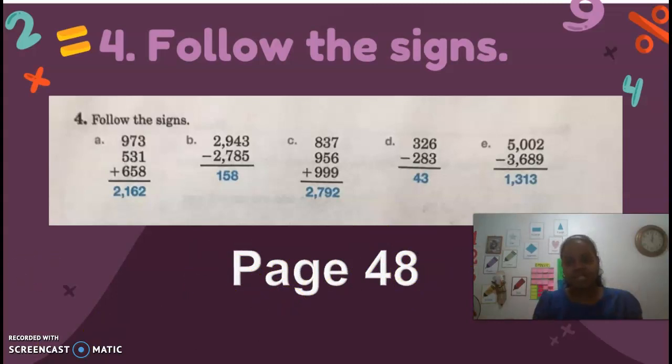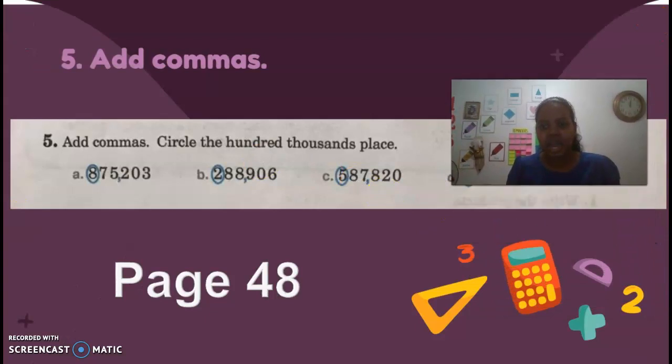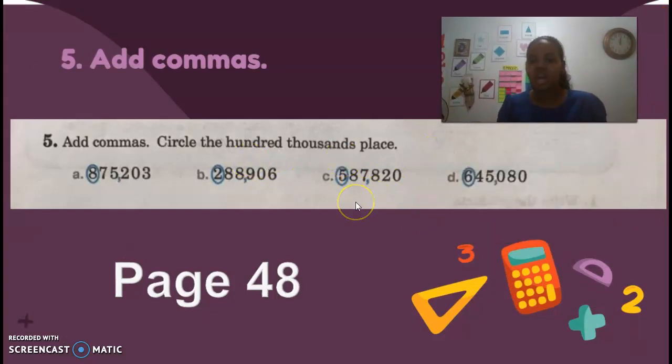After you finish with this exercise, we're going to continue with the next one. Number 5, add commas and circle the 100,000 place. So, what you're going to do is to separate with commas the numbers where it is necessary. And we use commas after what? After thousands. So, after each thousands, we're going to use a comma. So you're going to separate with commas, and also you're going to circle the 100,000 place.